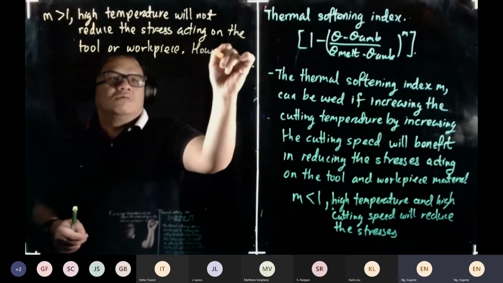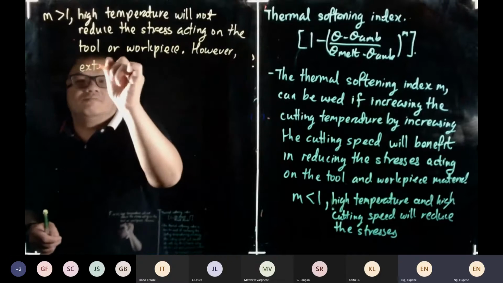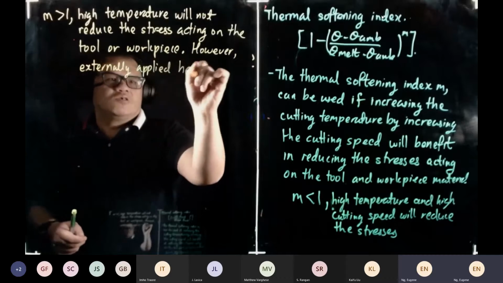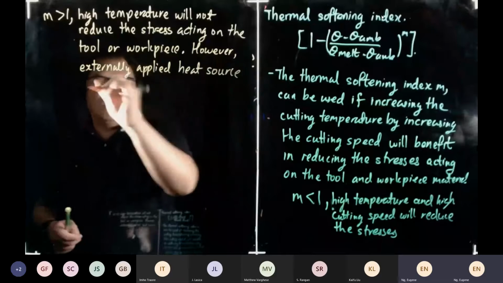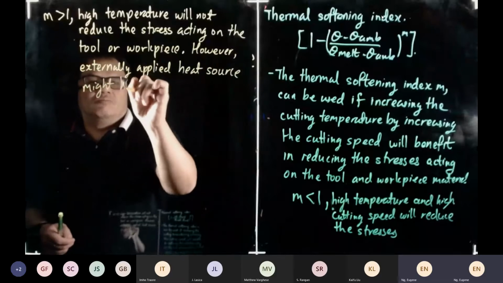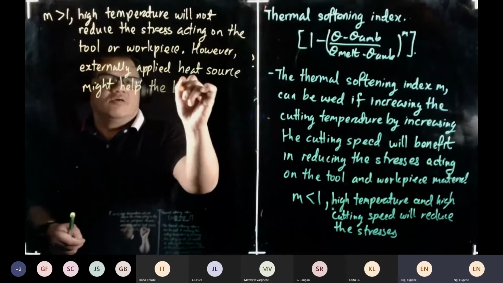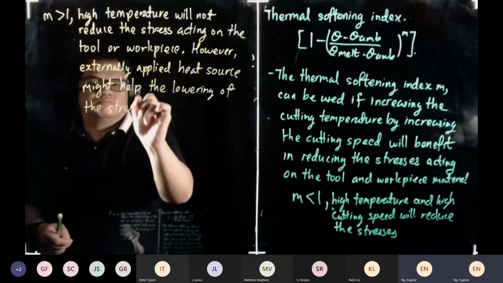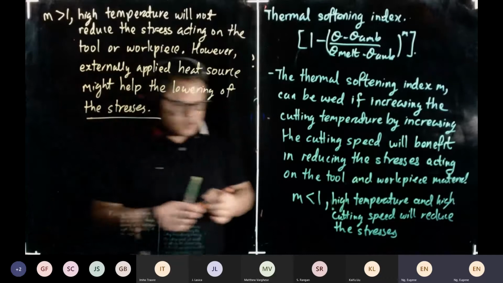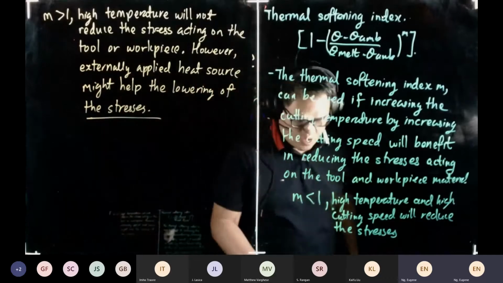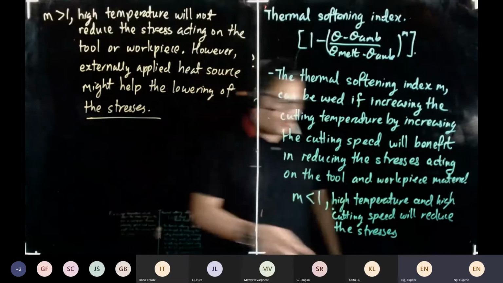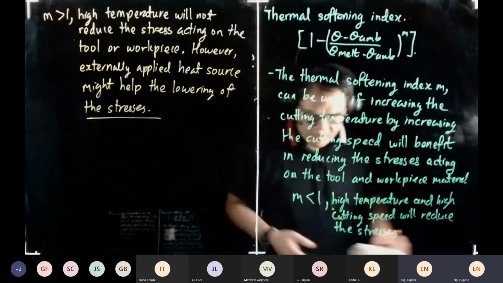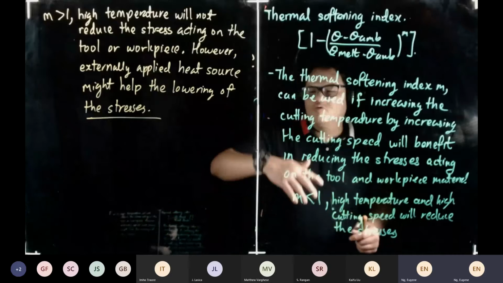However, an externally applied heat source might help in lowering of the stresses. So this is how, by looking at the Johnson-Cook constants, we can more or less plan our process parameters and cutter paths. Last week we did what rake angle to use.